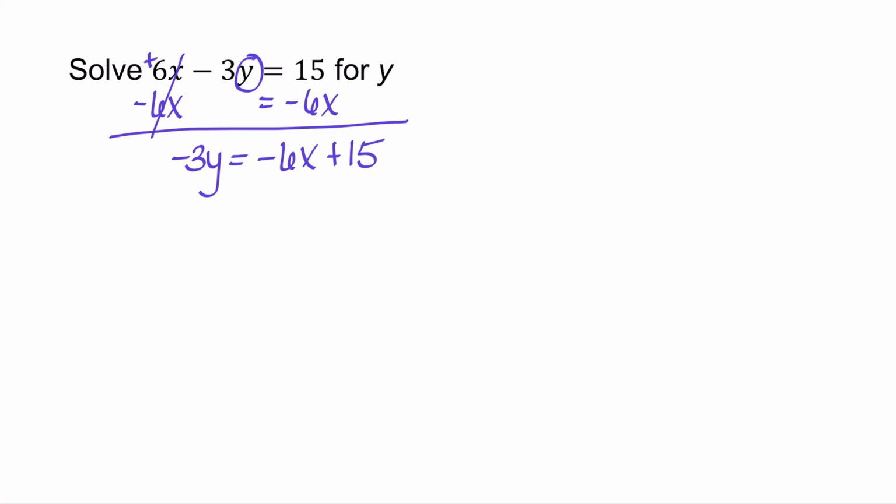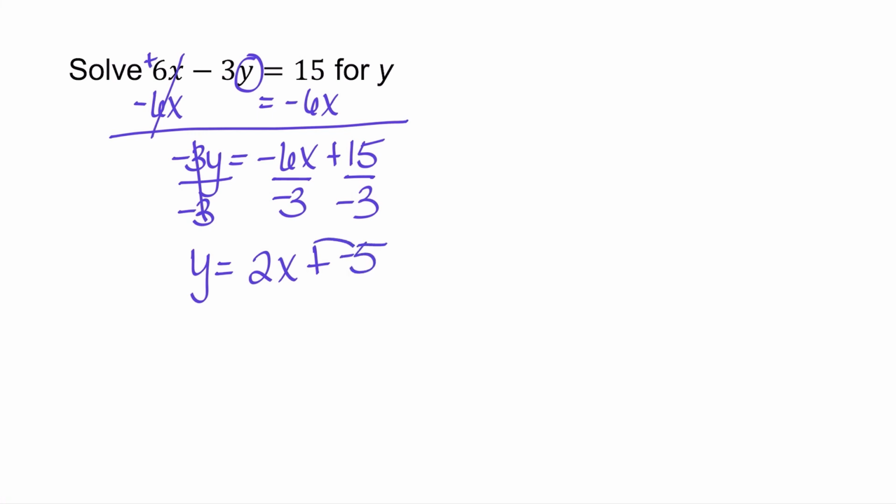So now to isolate this variable, we're going to divide every single term in the equation by negative 3. So when I do that, every single term gets divided by negative 3. On the left, this will cancel, leaving me with just y. Negative 6 divided by negative 3 will be positive 2. And then I have x plus 15 divided by negative 3, which is negative 5. So now I have this plus negative. So I need to combine that into a subtraction sign. So I have 2x minus 5, and that is now solved for y.